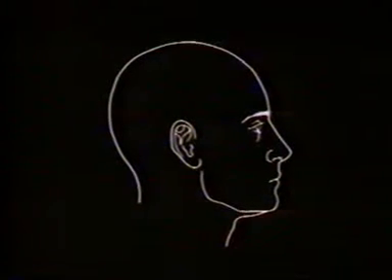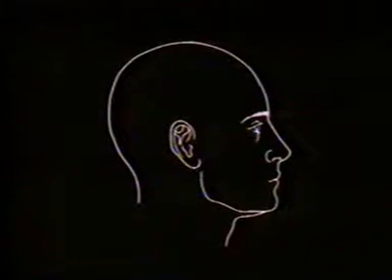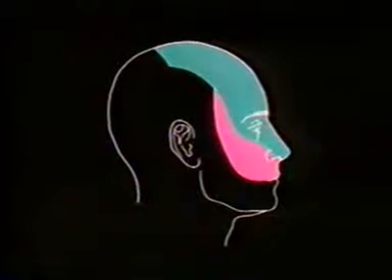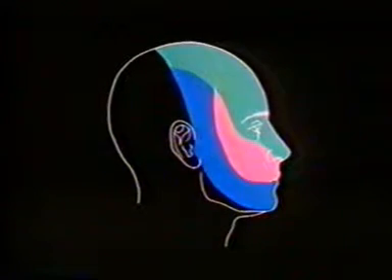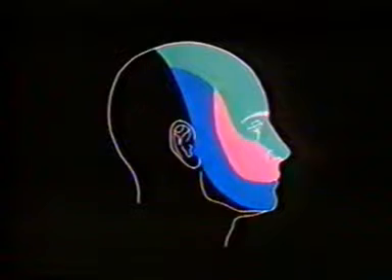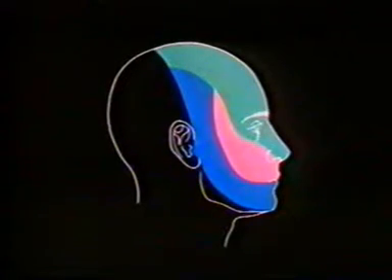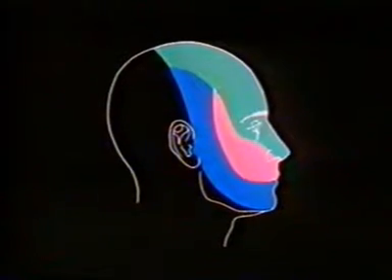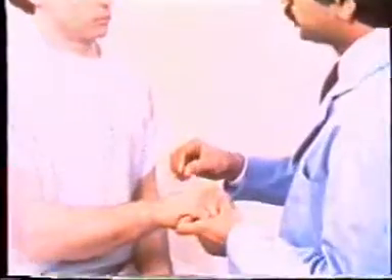The sensory portion of the trigeminal nerve has 3 divisions: the ophthalmic, maxillary, and mandibular. All 3 areas must be symmetrically tested. A test for pain is used. Show the patient how you will assess for pain.